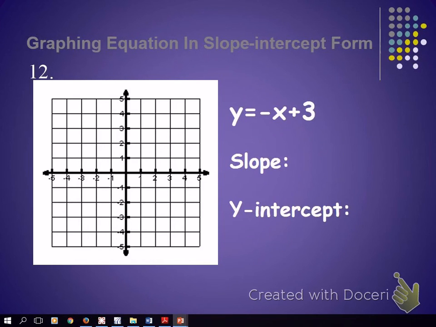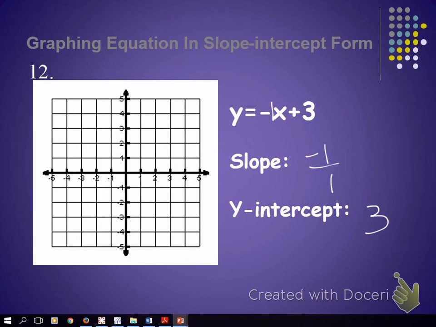Stop the video, give it a shot, and then I'll walk you through it. Okay, what'd you get? The slope is actually -1 over 1 because this coefficient is a 1, right? And we like to see slope as a fraction, so I'm just going to make that whole number a fraction by putting it over 1. I want to see the vertical change and the horizontal change, and that's it.